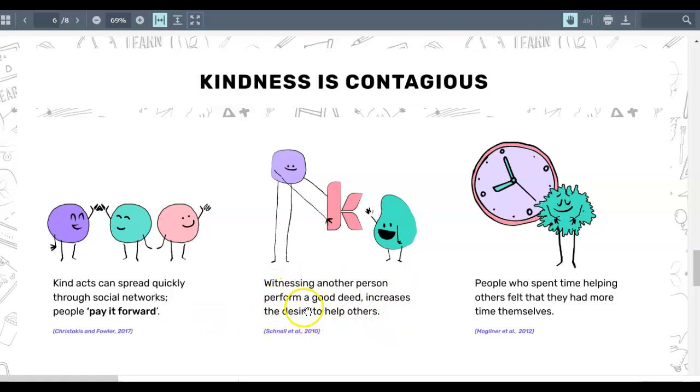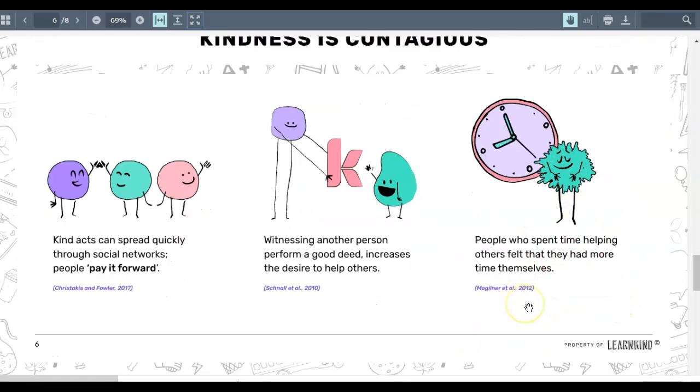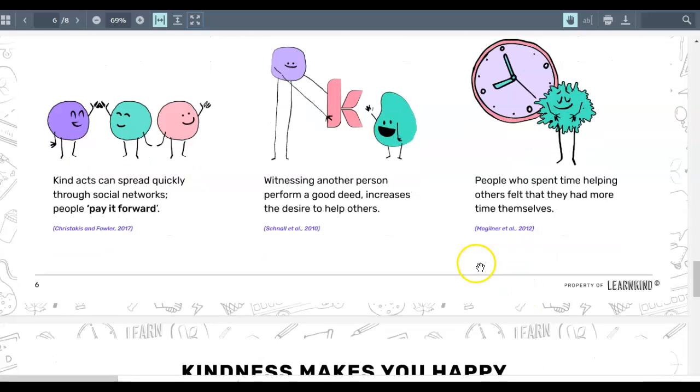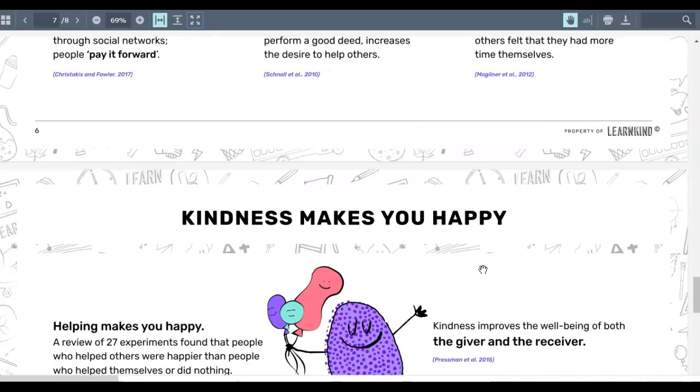Witnessing another person perform a good deed increases a desire in yourself to be kind and to help others. Okay. And this one says people who spent time helping others felt they had more time themselves. That one I don't understand. So I might have to do a little more research on that one. We're going to skip that one.